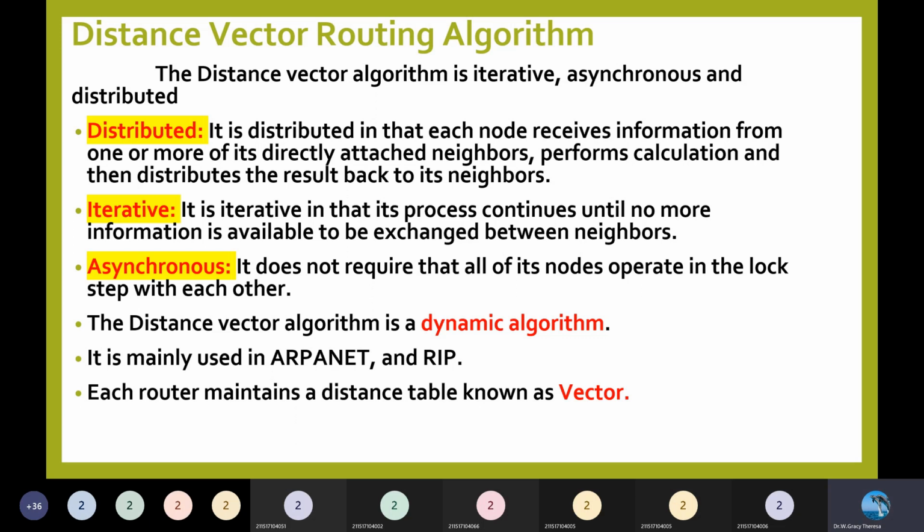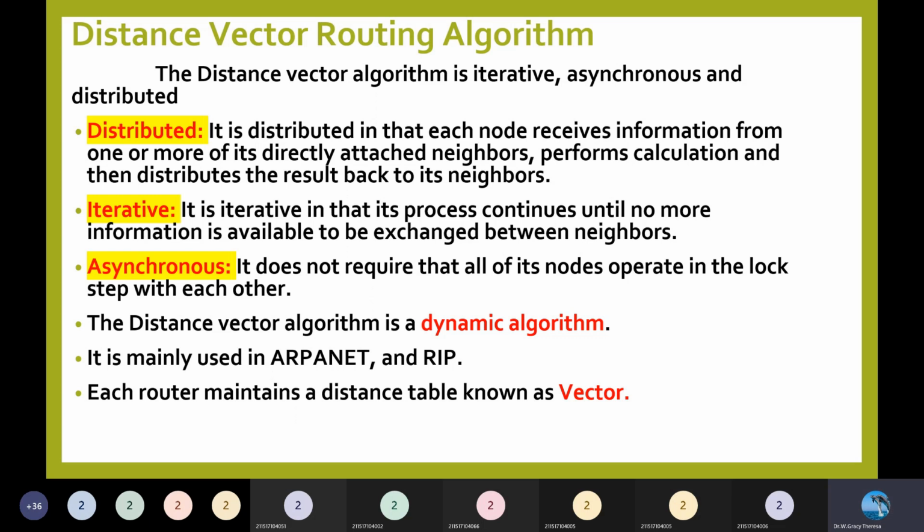And the last one is asynchronous. It does not need each and every node to be synchronized and in touch with this particular node. There's no need; it does not require that type of operation. It is asynchronous. It just shares with its neighbor and gets the information if it is delivered. That's it. Those are the three important characteristics of this distance vector routing algorithm.